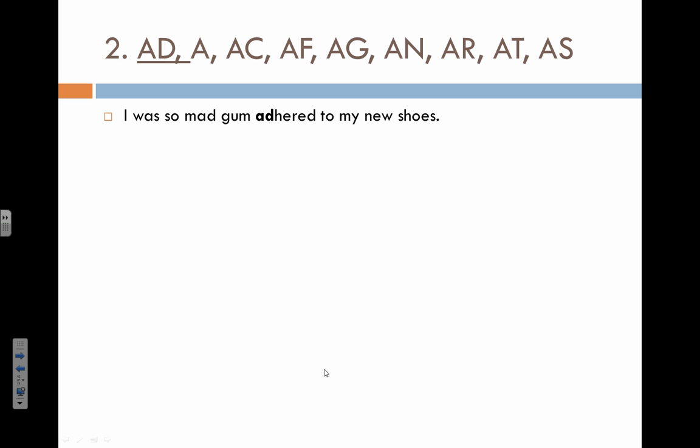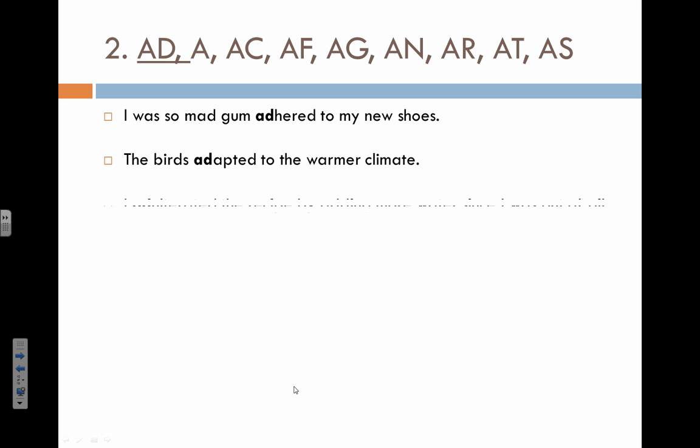So let's look at some words. I was so mad, gum adhered to my new shoes. The birds adapted to the warmer climate. I adulterated the recipe by adding more water since I was out of oil. Let's look at the definitions for each of the words and see if we can infer or make an educated guess about what the root might mean.